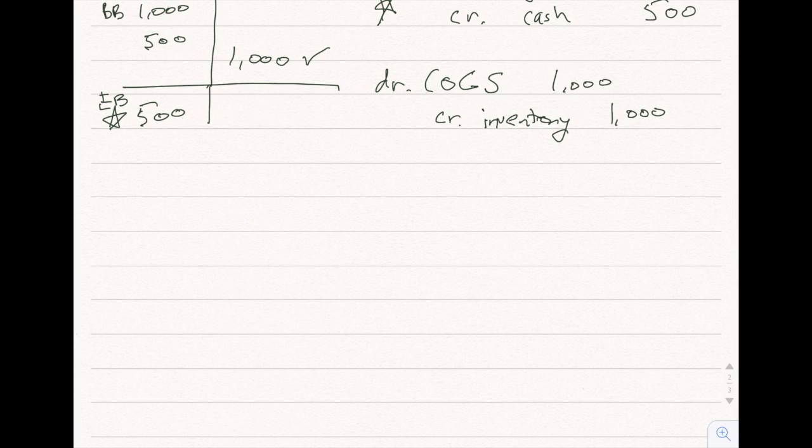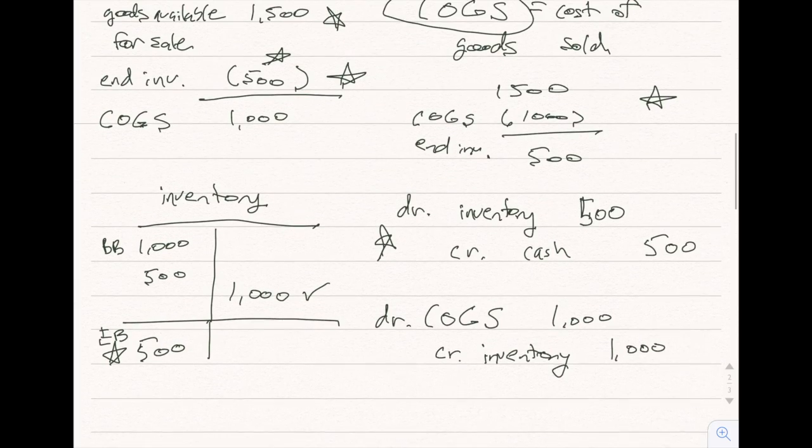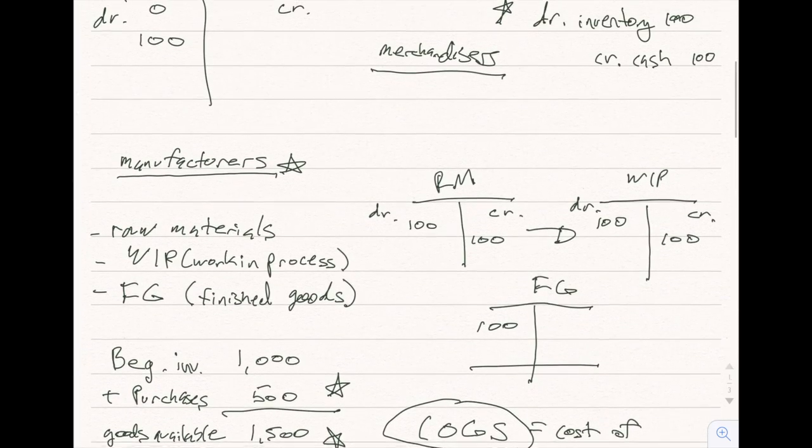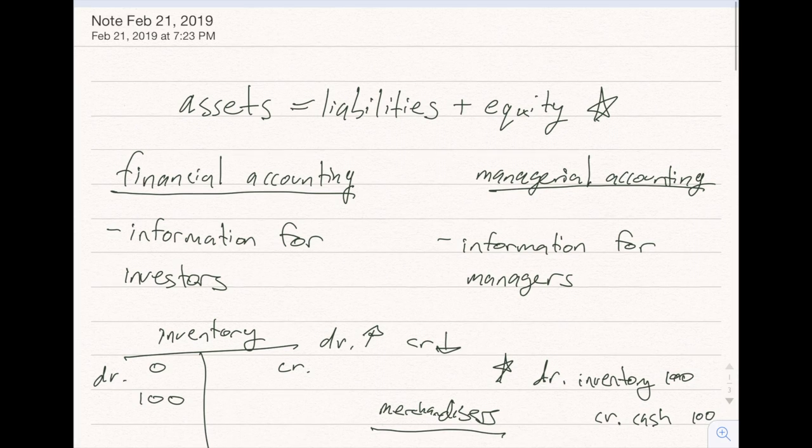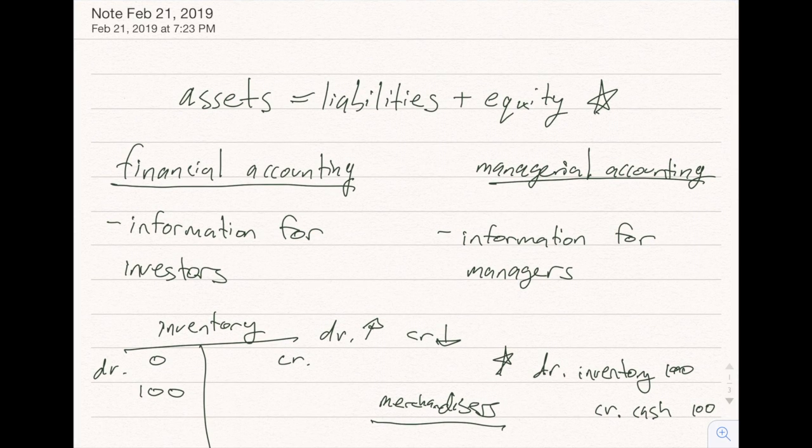But you shouldn't be satisfied with just that. I mean, the journal entry balances, but it should make sense. What is COGS? COGS is a type of expense, okay? And as we know, you debit an expense to indicate an increase, right?